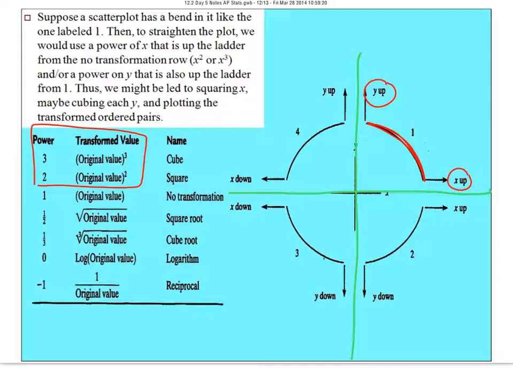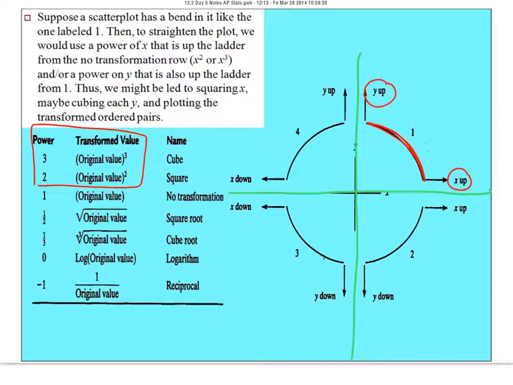So what they're going to say is if, when you look at your data, you see a pattern that's kind of looking like this, the best way to transform it would be to move up on your x's. You would use a bigger power on your x's. So maybe to transform a curve to linear, you would do x squared or x cubed. Also, you may do that to your y's, maybe y squared or cubed or to the fourth.